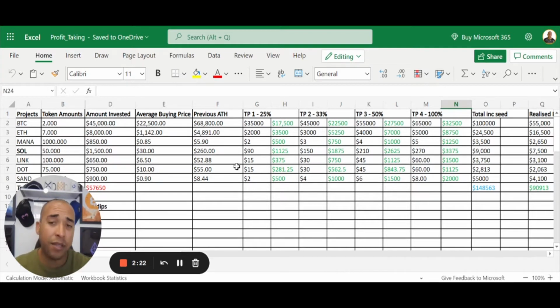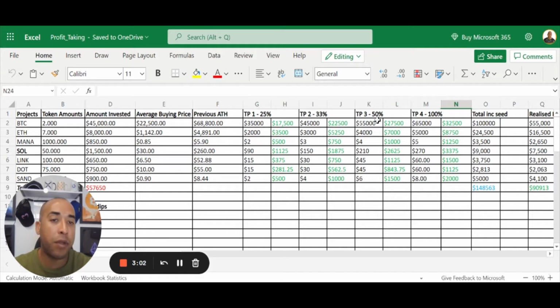So the next thing that you want to be looking at is the previous all-time high for the project. The reason that's so important is it gives you some sort of indication as to where the project has been previously and where it's likely to go moving forward. So, for example, in Bitcoin's case, it's been $68,800 previously, roughly at its top. Based on my beliefs and the way that the whole crypto and blockchain space is growing, I think Bitcoin will easily get back there.